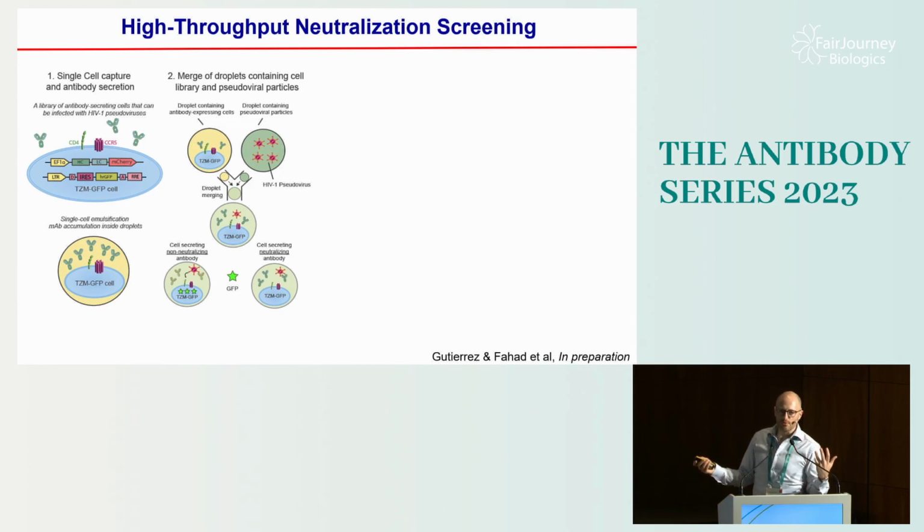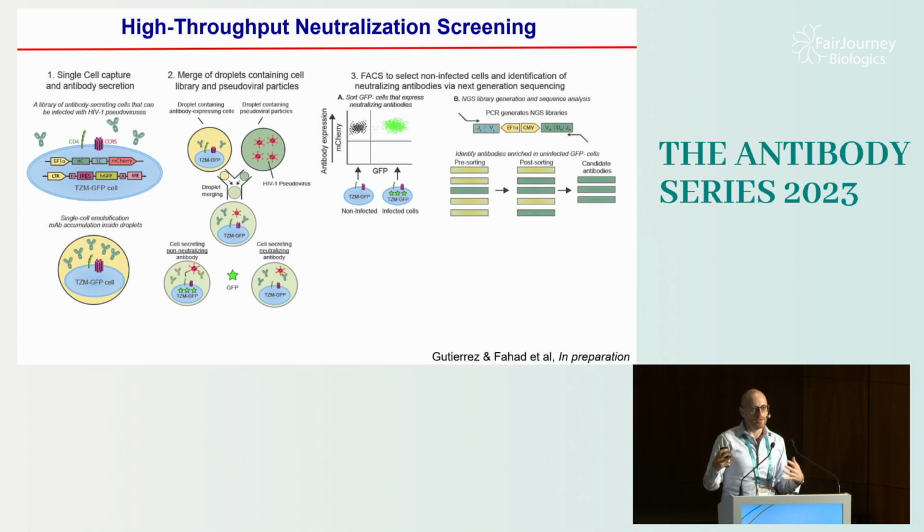And two things could occur. If the cell is secreting a neutralizing antibody, it will remain dark. It's not going to express that signal. And if it's a non-neutralizing antibody, so it doesn't have the function we're looking for, it will start to express GFP. So the nice thing about this is that we can now recover the cells directly.